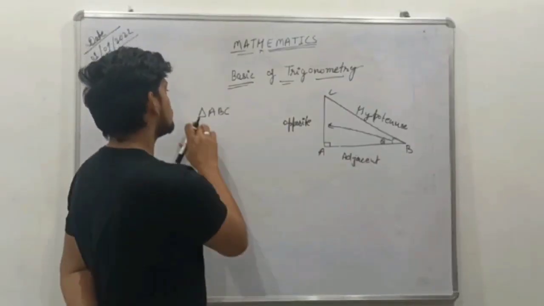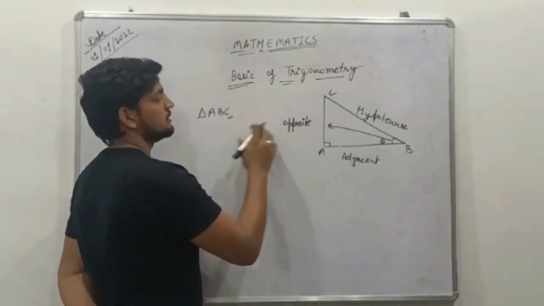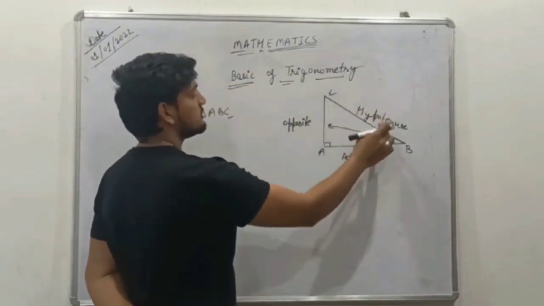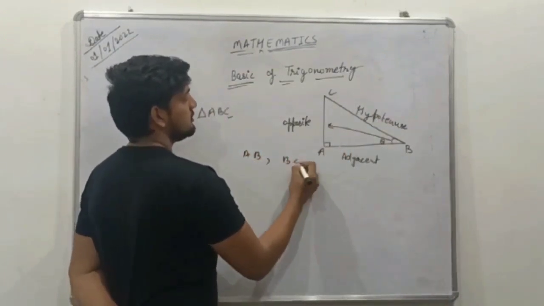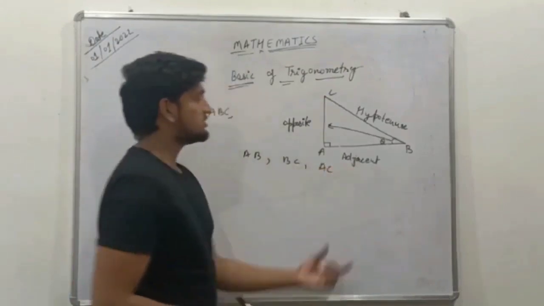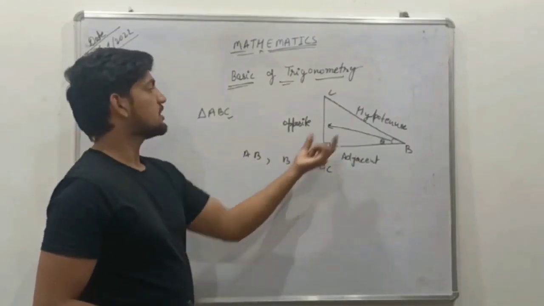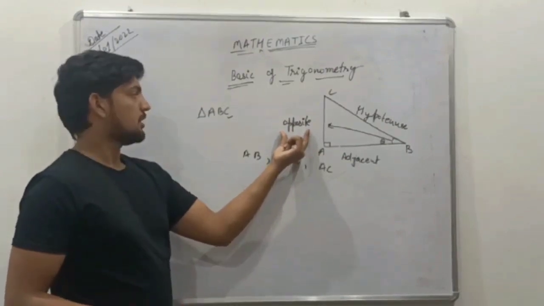Now we talk about angles. In triangle ABC, B is the angle and the three sides are AB, BC and AC. For this angle, AB is adjacent, BC is hypotenuse and AC is opposite.